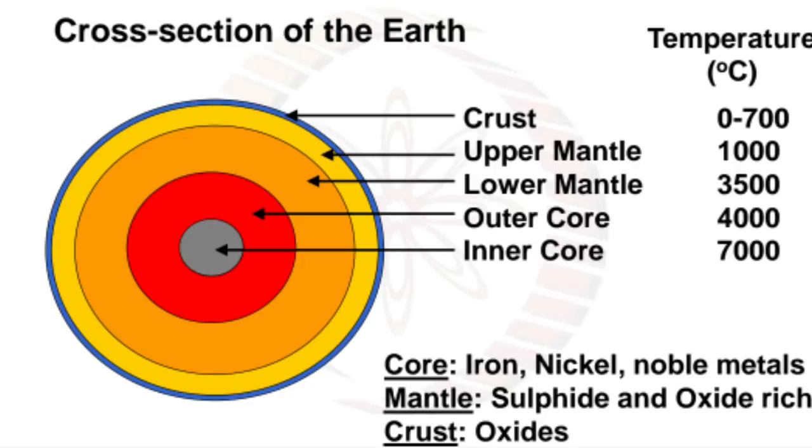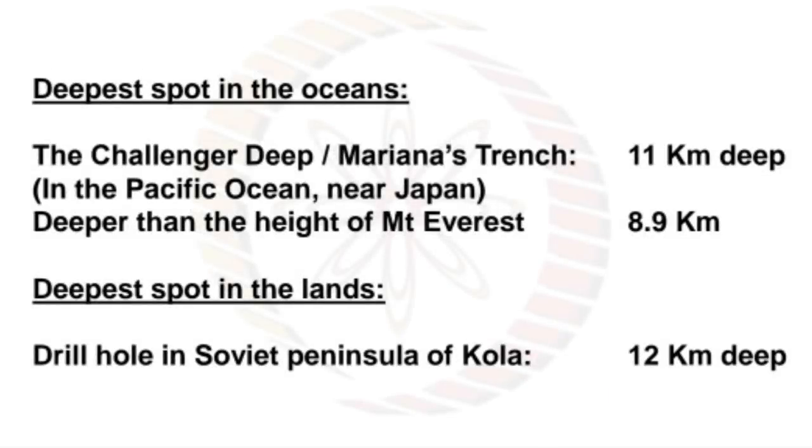Now what are the deepest spots in the oceans? The Challenger Deep in the Mariana Trench, that is 11 km deep in the Pacific Ocean near Japan. It is deeper than the height of Mount Everest and it is the deepest point in the oceans. And what are the deepest spots on land? That is the drill hole in the Kola peninsula, that is 12 km deep. That is on land, but in oceans, Mariana Trench is the deepest.